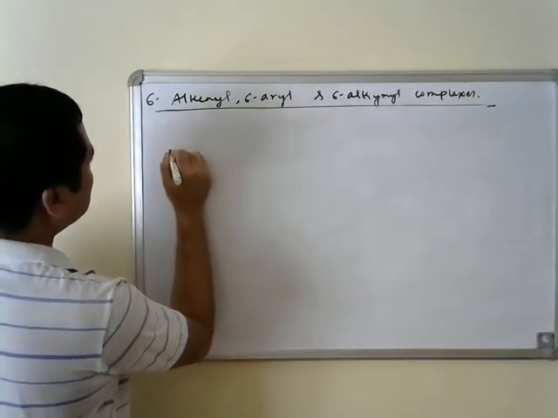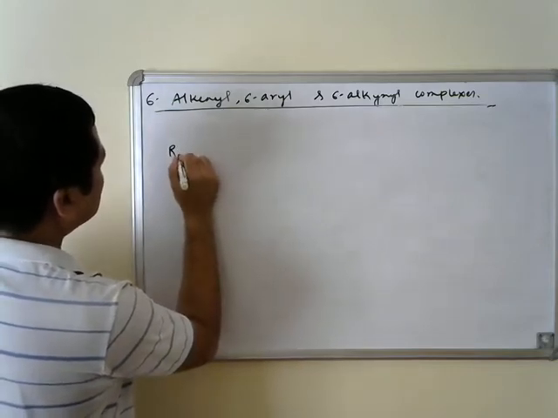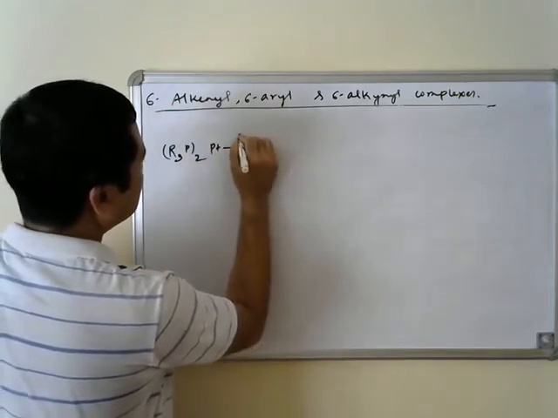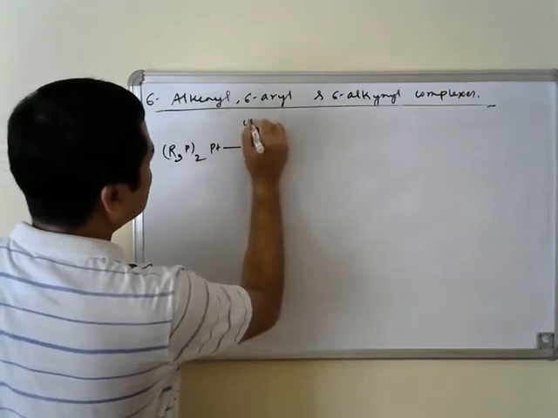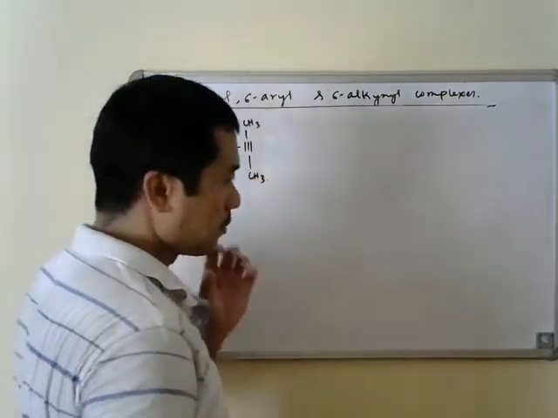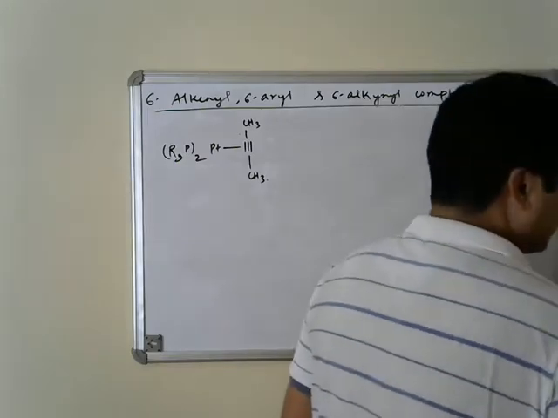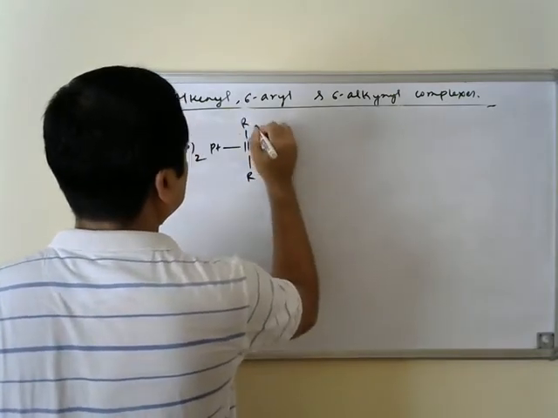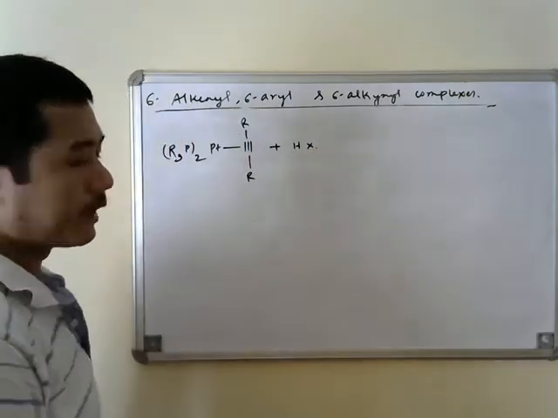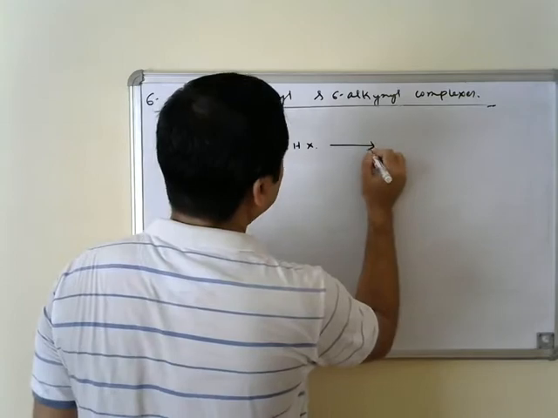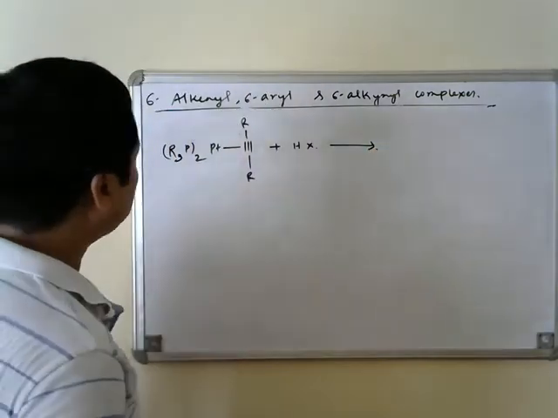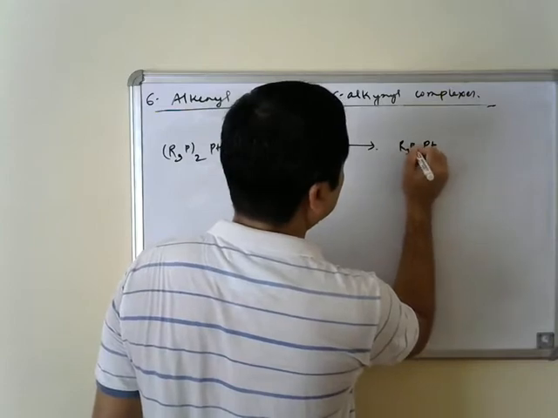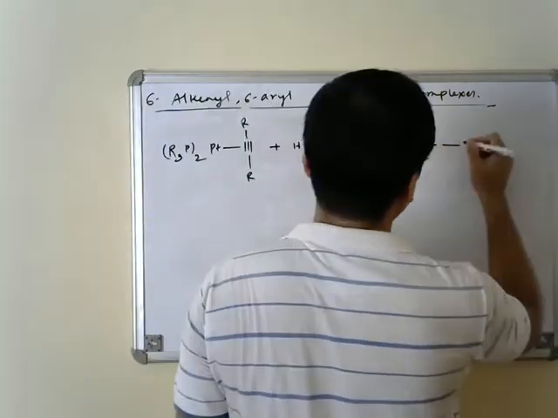That is, if we take now, take it to be R, and then if we add HX, that is either HCl, HBr or HI, then oxidative addition of HX will take place on this platinum atom, and we will end up with this sort of a product.